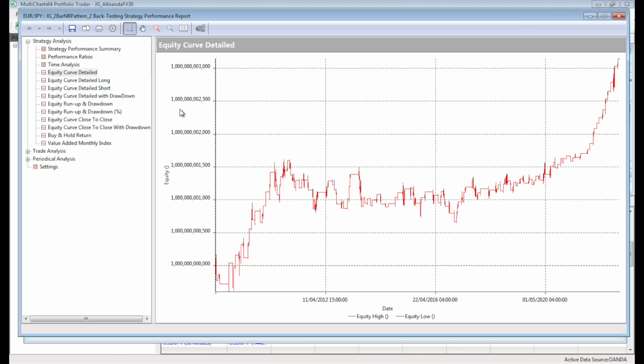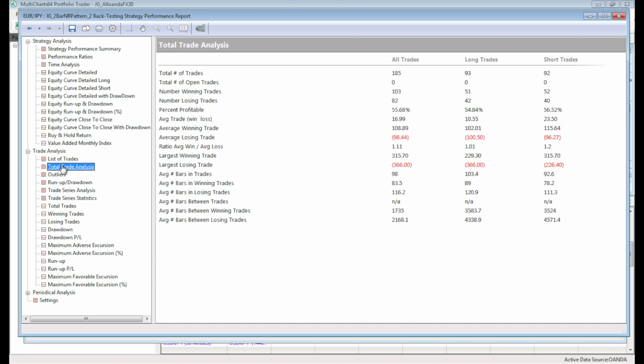So let's have a look at that. That's what the equity curve looks like. And looking at the average trade value, we've got an average trade of almost 17 pips per trade. So that's good. By the time we've taken a few pips out of that for costs, then it's still going to be a money-making strategy. It's profitable about 55% of the time.